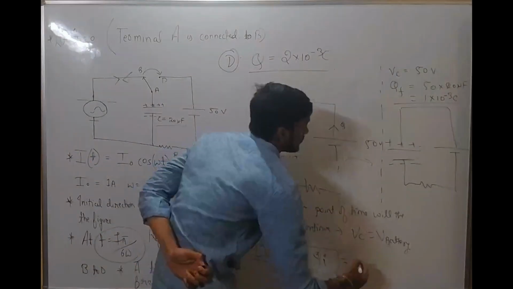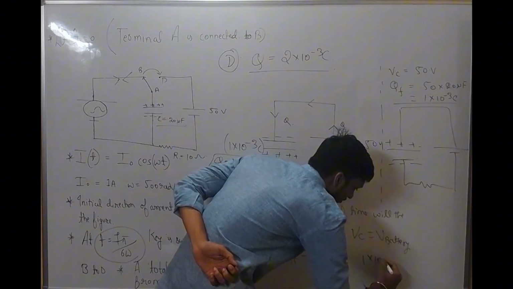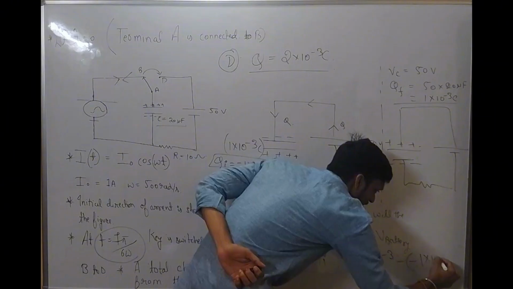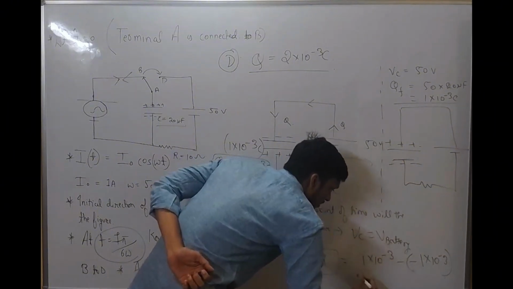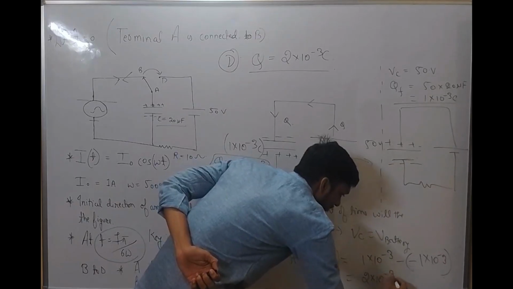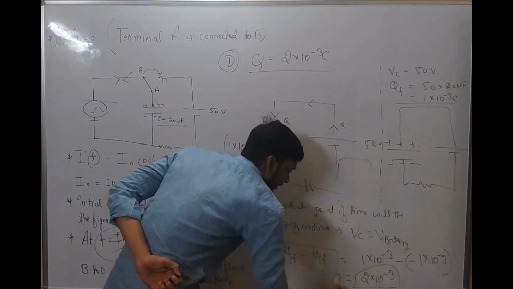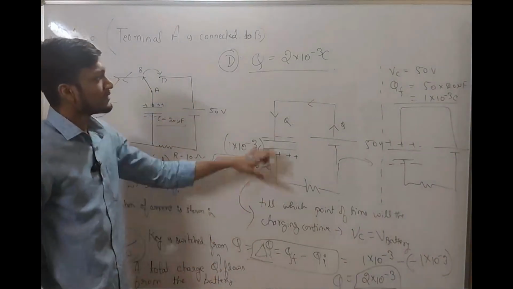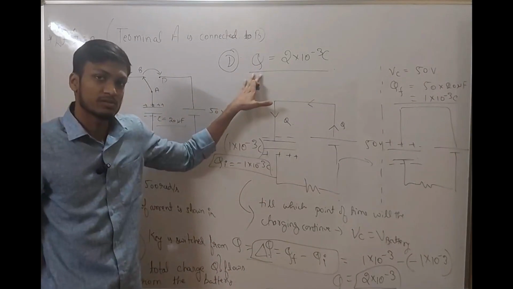And Q final is 1 into 10 power minus 3 coulomb minus, initially it was negatively charged, so minus of 1 into 10 power minus 3. This will give me 2 into 10 power minus 3 as the value of the charge that must have been supplied from the battery to the capacitor. That is the D option, and D option is absolutely correct.